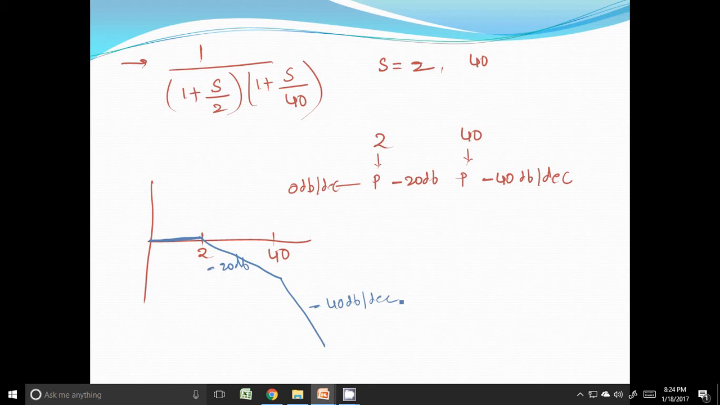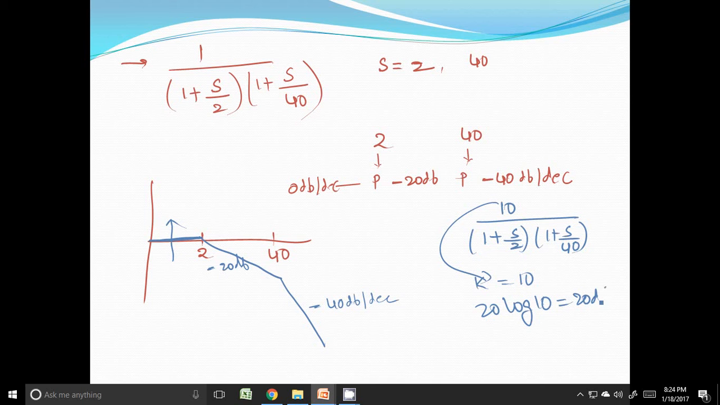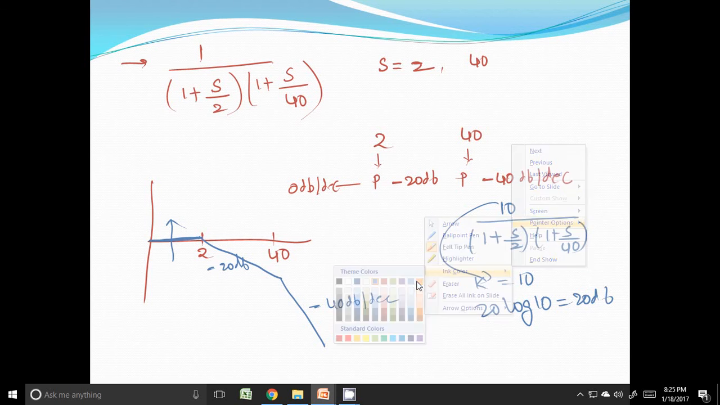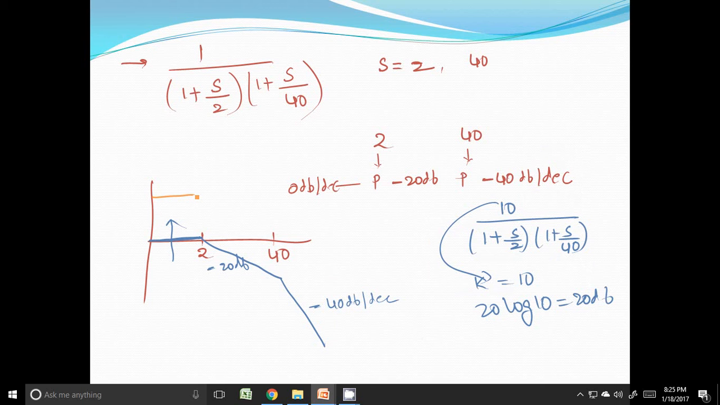Okay, so if the same transfer function is changed like this, instead of 1, if I write 10 by 1 plus s by 2 into 1 plus s by 40, what is the modification that we can do? Here you just shift this plot up. Here the value of k is 10. So 20 log 10 is nothing but 20 dB. So you shift this complete plot up by 20 dB. Then the curve will be like this. So this is 20 dB at the 2 frequency and the 40 frequency.